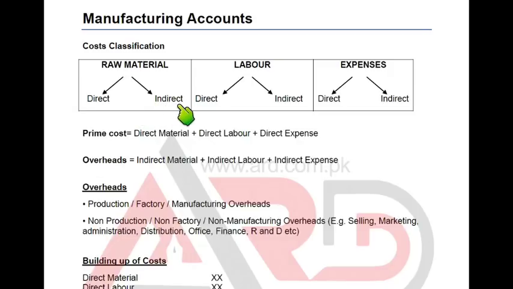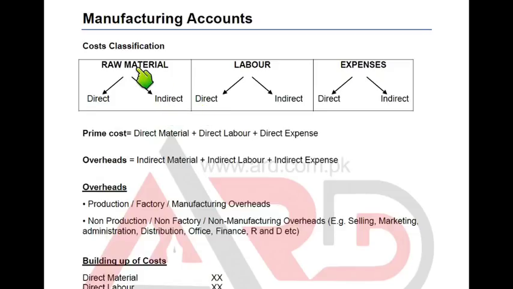Or if the cost cannot be easily traced in a particular product or service, or if we do not want to trace that cost, why do we not want to trace it? Because the cost is very negligible, meaning it is not a greater proportion of overall cost, so we will treat this as an indirect cost. Now this is a bit tricky point. Direct costs are costs that can be easily traced, and indirect costs are costs that cannot be easily traced.